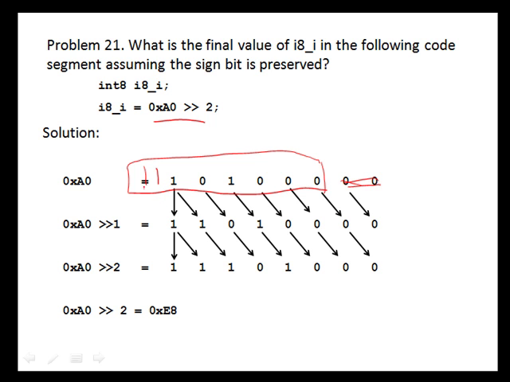At this point, I can determine my result here. These upper 4 bits are going to be a 1110, which is going to be an E. These lower 4 bits here are going to be a 1000, which is going to be an 8.